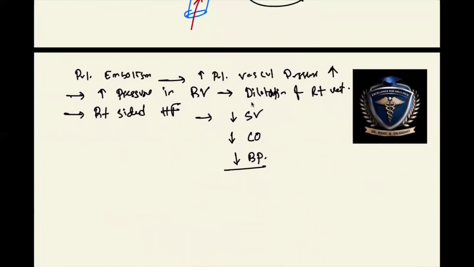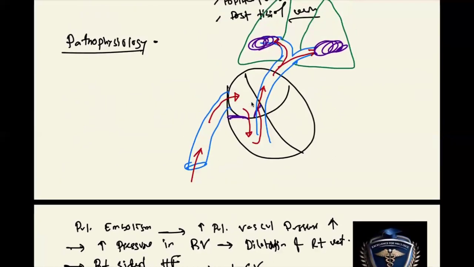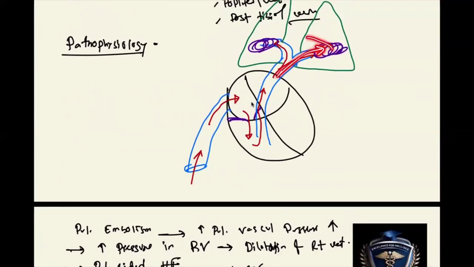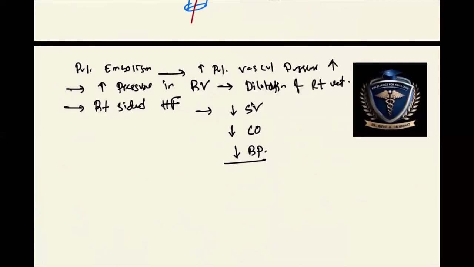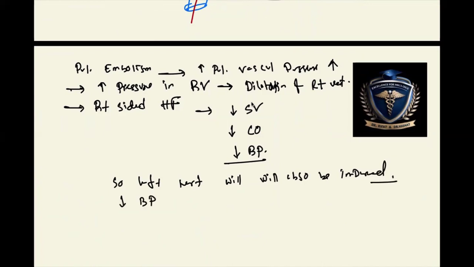Now we discussed that these things are happening on the right side. So no blood can go to the lung, and ultimately from the pulmonary vein no blood comes down to the left atrium. So if the right heart is failed or affected, what about the left heart? Will it be working smoothly? No, definitely not. The left heart will also be impaired. So ultimately, what about the blood pressure? The blood pressure will be decreased.